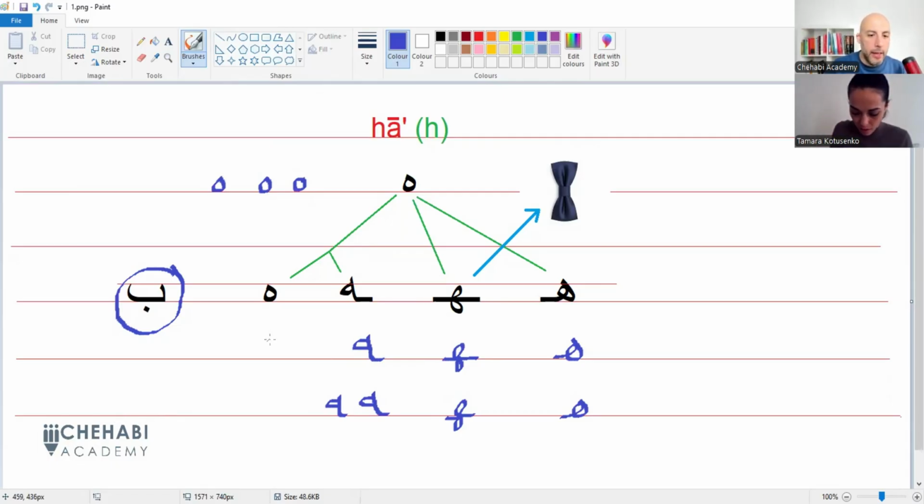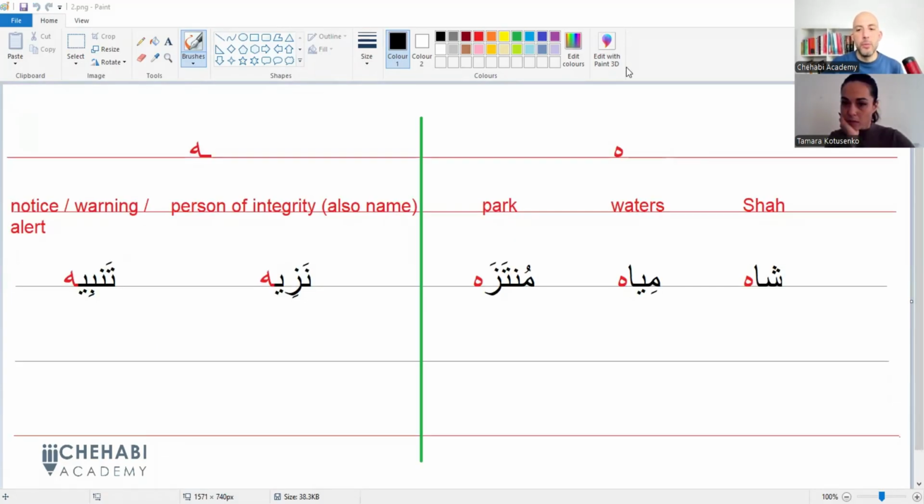And then ha at the end, we saw this drop of water. We have ha at the beginning and ha at the end connected. They are a little bit above this red line, so a little bit higher than the ba. And these are pronounced only like hello, like here. Here we will see some words which include ha at the end. The right part, ha, is disconnected or separated, and in the left, it is connected from the right.